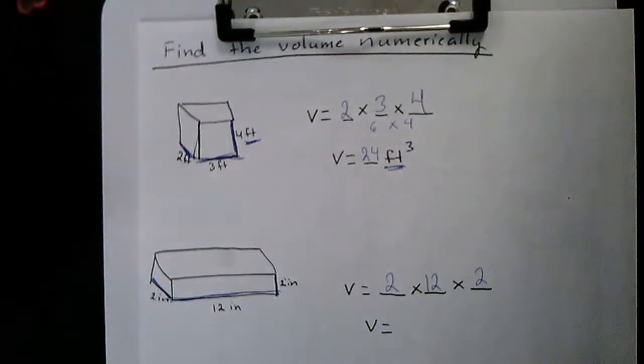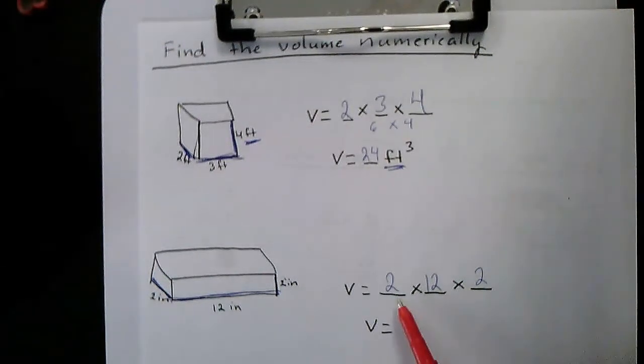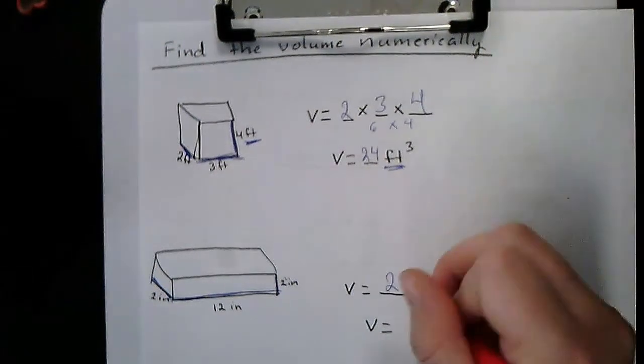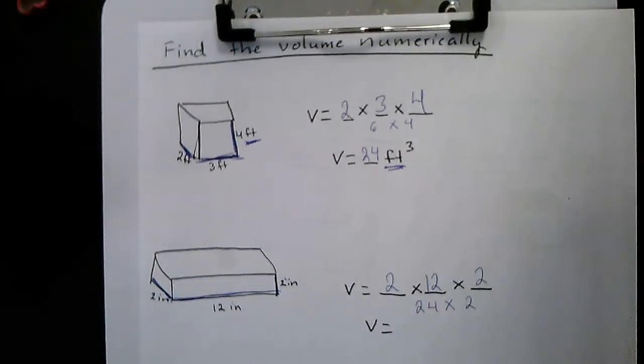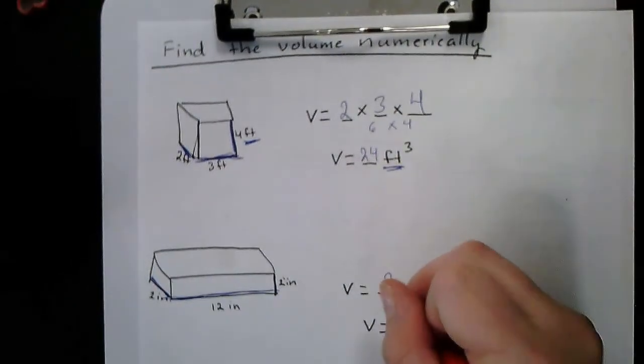Then we're going to multiply everything together. So we have 2 times 12, which is 24. And then 24 times 2. Make sure you don't forget that last factor. Then 24 times 2 is 48.